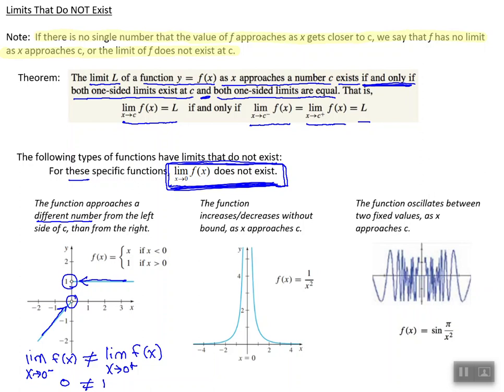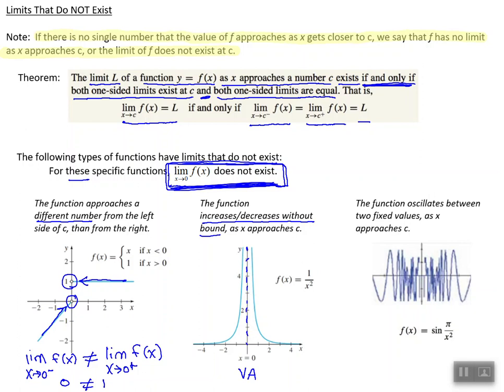Another type of function is when the function increases or decreases without bound as x approaches c, such as in this rational function. This has a vertical asymptote at x equals 0. A vertical asymptote is where you'll find one of these scenarios.